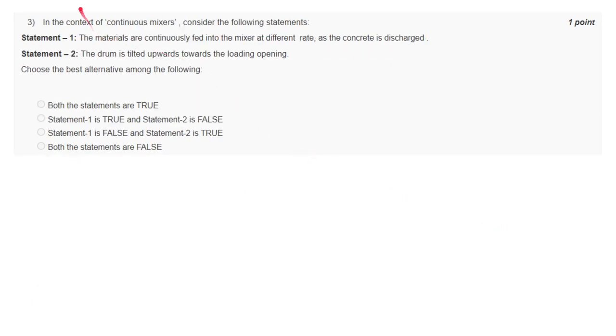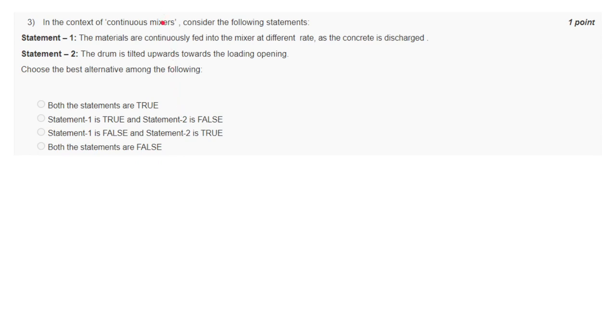Third question. In the context of continuous mixers, consider the following statements. Statement 1, the materials are continuously fed into the mixer at different rate as the concrete is discharged. Statement 2, the drum is tilted upwards towards the load opening. Choose the best alternative among the following. Both the statements are true. Statement 1 is true and 2 is false. 1 is false and 2 is true. Both the statements are false.